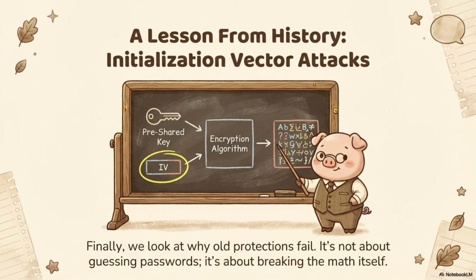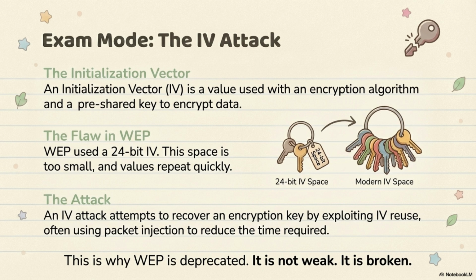Finally, a lesson from history. Initialization vector attacks. Exam mode. An initialization vector, or IV, is a value used with an encryption algorithm and a pre-shared key to encrypt data. Older protocols made poor design choices. WEP used a 24-bit IV. That space is too small. Values repeat quickly. Attackers capture traffic, inject packets, force responses, accelerate key reuse.